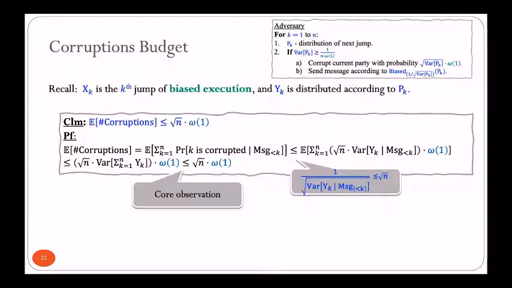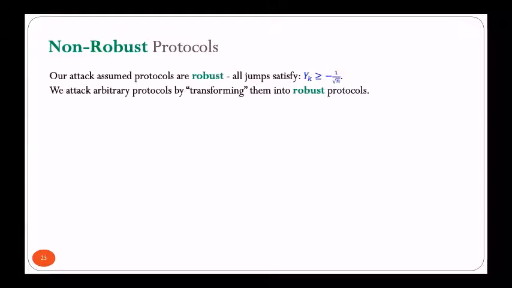Nothing interesting happened. Okay, so now we want to extend our attack to non-robust protocols as well. How are we going to do that? Well, we're going to attempt to transform an arbitrary protocol into a robust protocol and then apply our attack. But we're going to have the guarantee that if we fail, then this protocol is already going to be completely biased towards you.